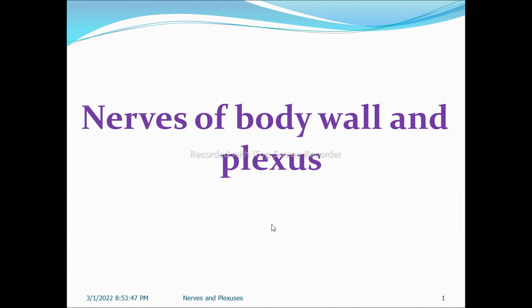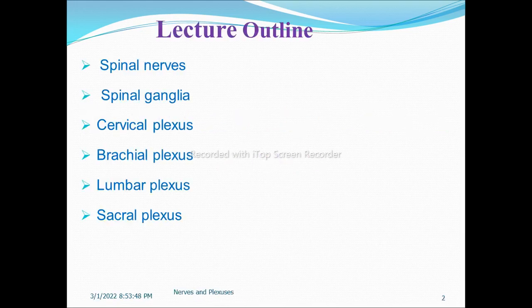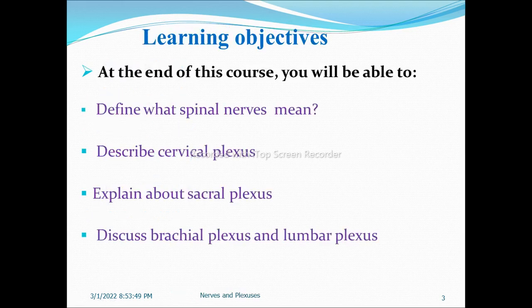So this is the lecture outline. In this course we will see about spinal nerves, 31 pairs of spinal nerves, spinal ganglia, cervical plexus, brachial plexus, lumbar plexus, sacral plexus. There is also another plexus which is known as the coccygeal plexus, which is made up of S4 and S5. So this major plexus also will be discussed, and this is an objective.